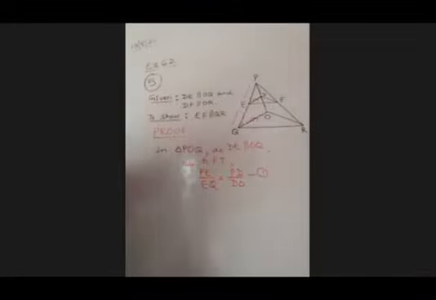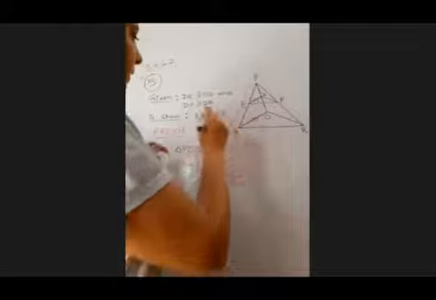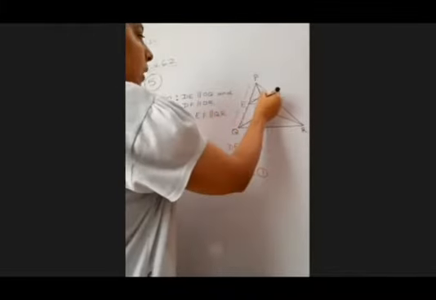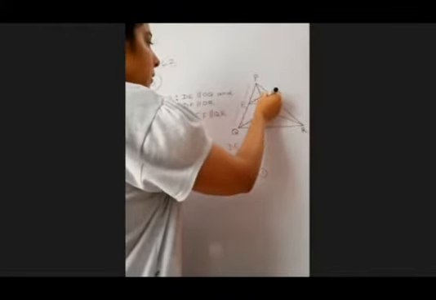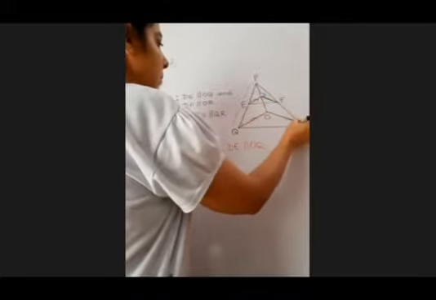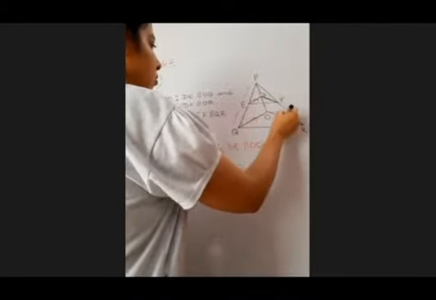Right? Let us see the second thing. The second thing is DF parallel to OR. I'm highlighting this, DF parallel to OR. This is also parallel.